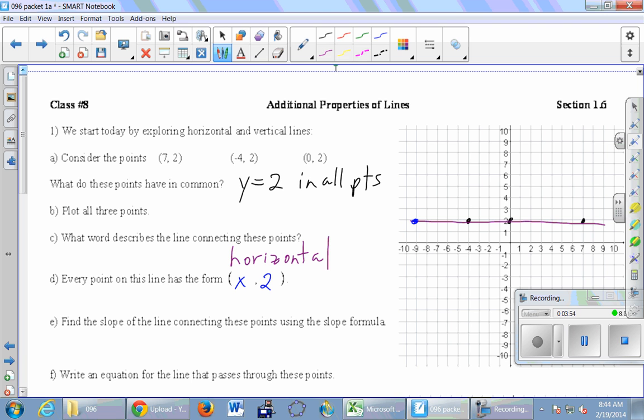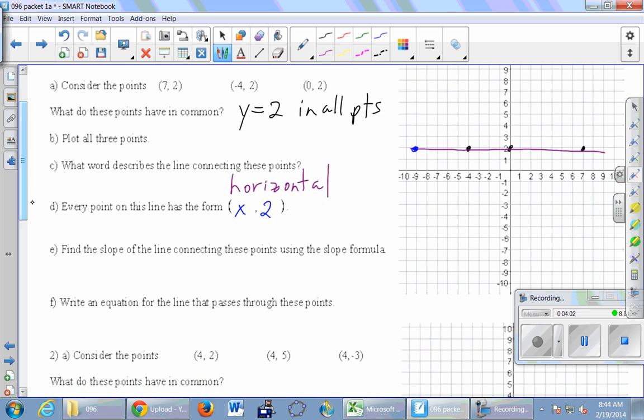Moving on to E, it says find the slope of the line connecting these points using the slope formula. So let's give that a shot. What's our letter for slope? M. You're off today. It's the snow day really throwing you off. All right, so the m. So we'll do our y2 minus y1, right? This formula, over x2 minus x1.